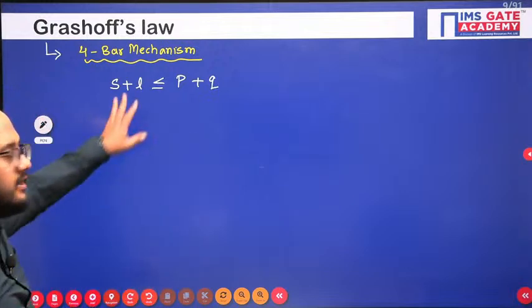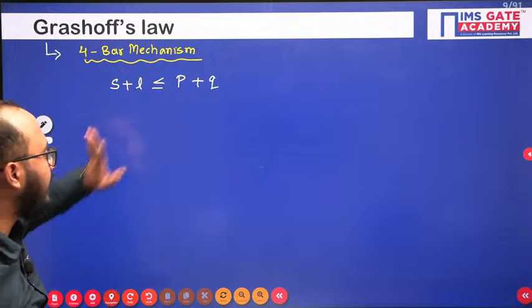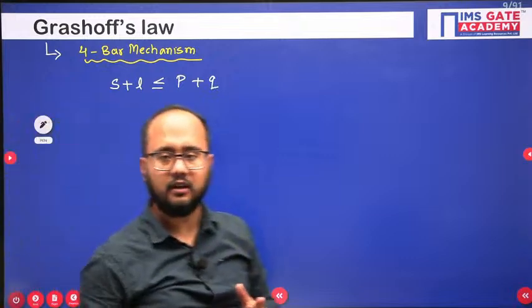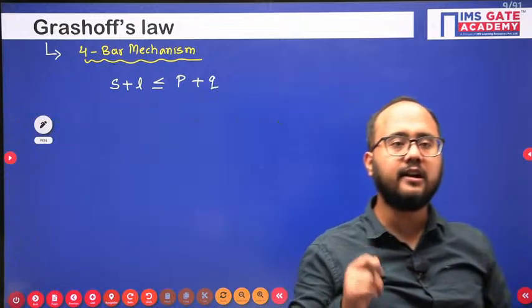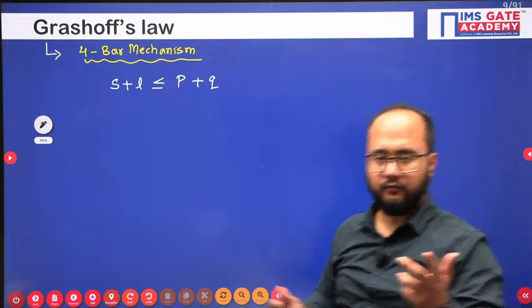So this is our Grashof's law. Now please understand, if it is valid, then only we will say it is a Grashof chain. Then only it is called a Grashof chain. So smallest plus longest is less than or equal to P plus Q. Now one example I will show you.